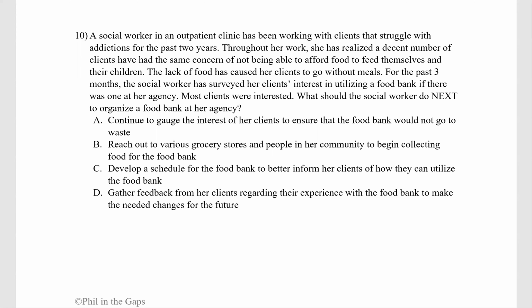Shutting down the polls. The majority think it is B. Second place is C. Third place is D. Fourth place is A. Let's look at it. We're a social worker in an outpatient clinic, so that's who we are and where we are at. We're working with clients that struggle with addiction, so those are our clients of interest. For the past 2 years, any length of time, hop on top of it because it paints a picture of what we're looking at this given moment.